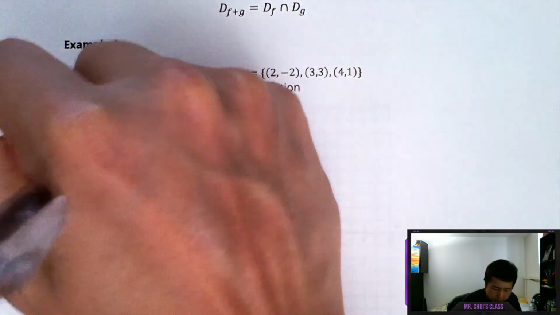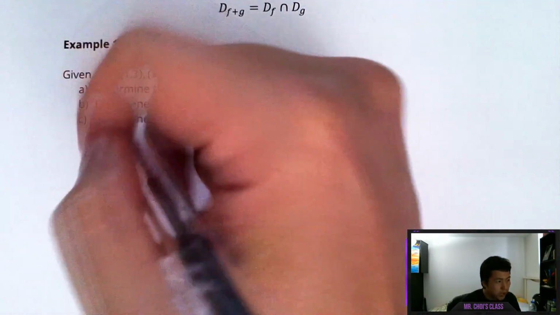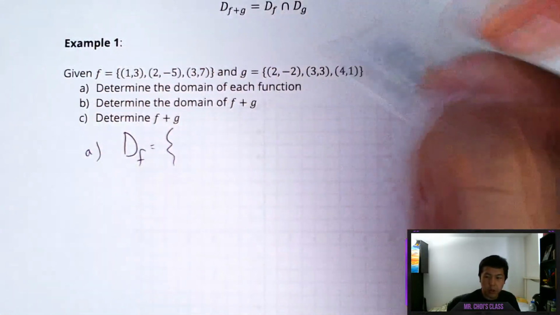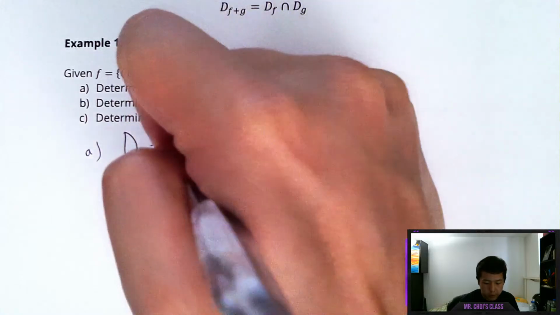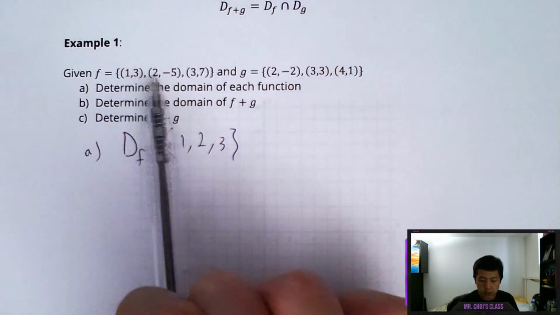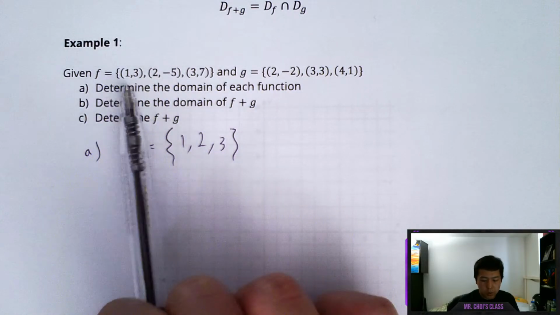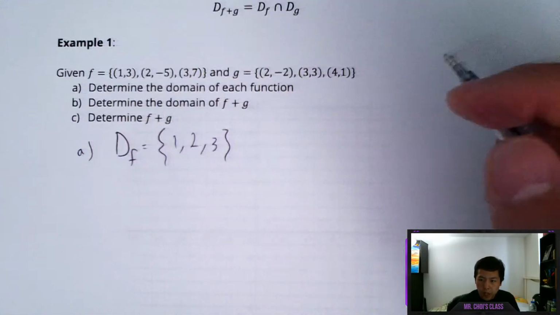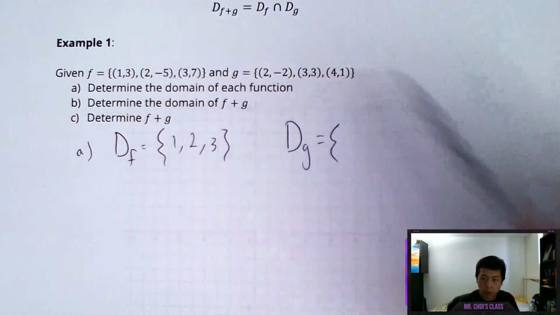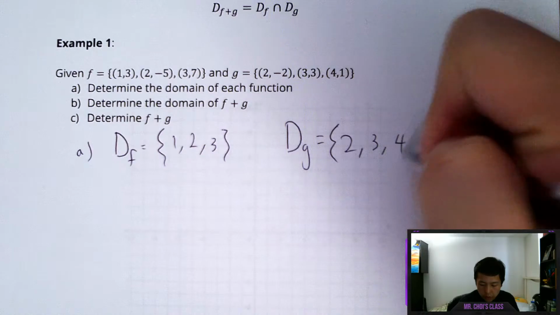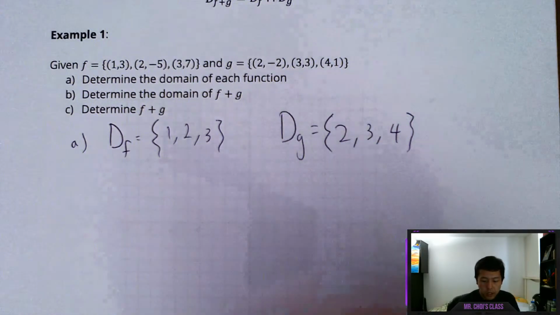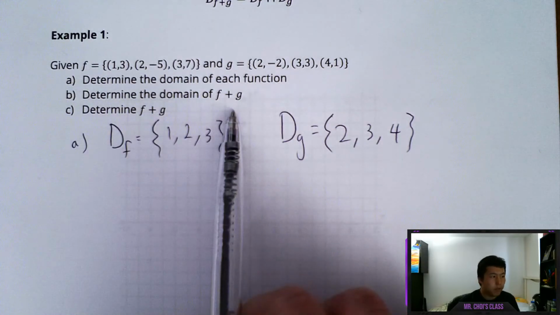So first part, A, domain of each function. The domain of f is equal to, well, what are the x values of f? Well, we have 1, we have 2, and we have 3. Pretty simple, right? The x values of the f function are 1, 2, and 3, so that must be the domain. For the function g, the domain of g must be equivalent to 2, 3, and 4. And there we have it. So pretty straightforward there. Now it asks us to determine the domain of f plus g.